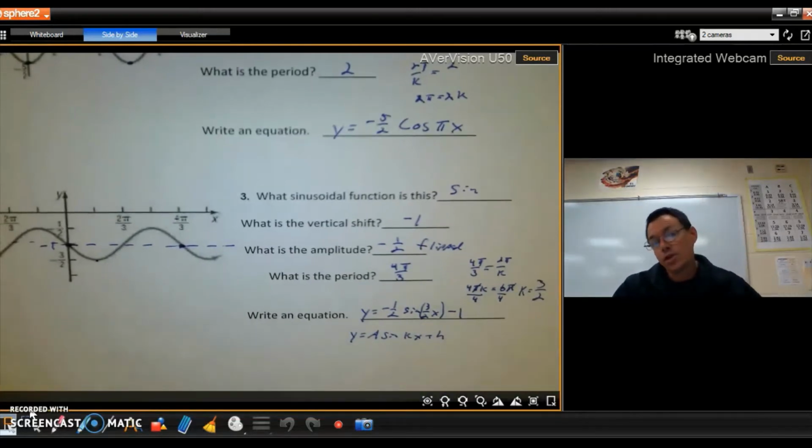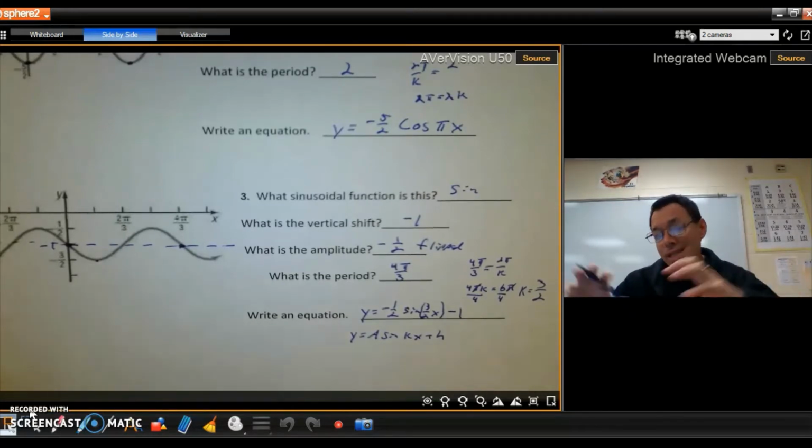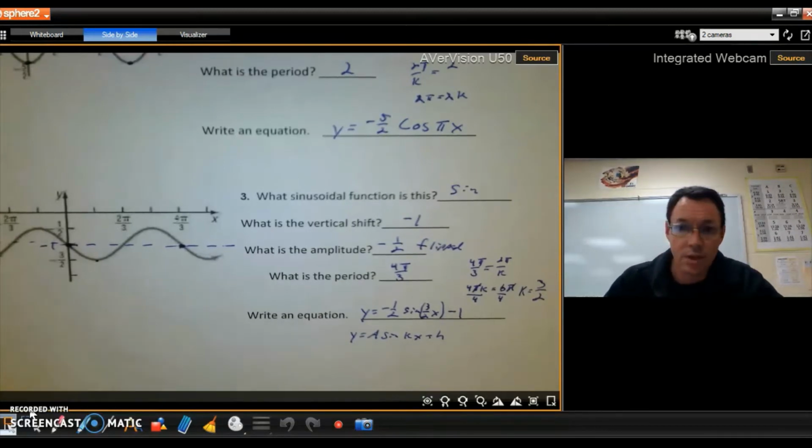And that's it. So you're just going to look at the graph and piece by piece figure out the different parts and what's going on with the graph, and then we're going to put all that together into the equation. Okay?